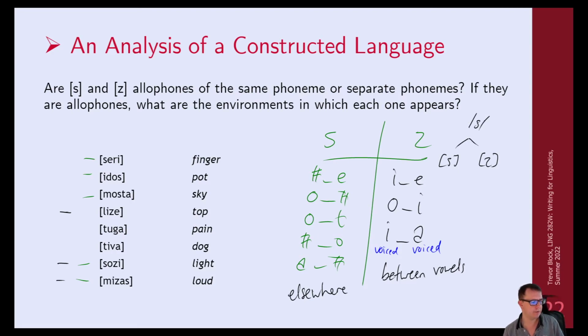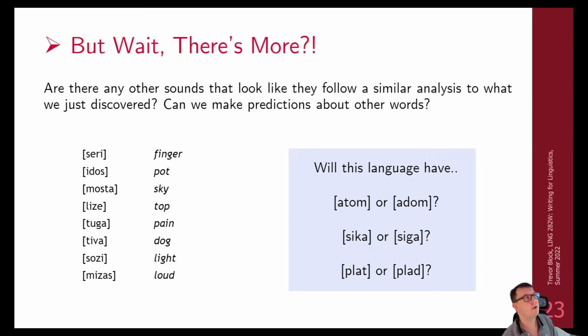So that would be the analysis there, and we're just looking at S and Z here. But we could take it a bit further, and we could say, based on our prediction, voiceless consonants become voiced between vowels. So we can make a prediction and generalize and then test. Here are some questions based on the between-vowels analysis. Would we have atom or adom? The D here is between two voiced vowels, so we would predict adom. What about sika or siga? Again, we have two vowels, so we would expect that consonant to be voiced.